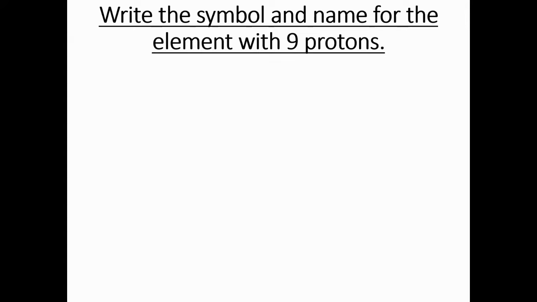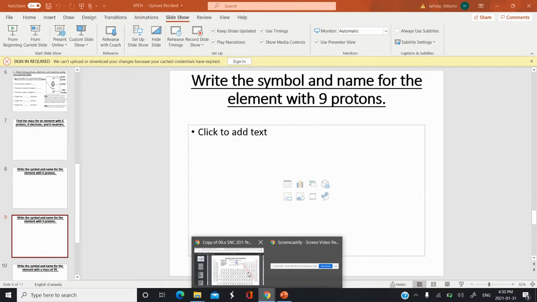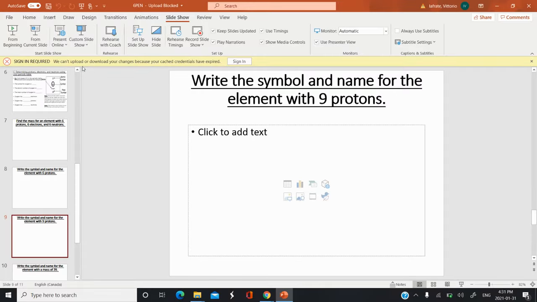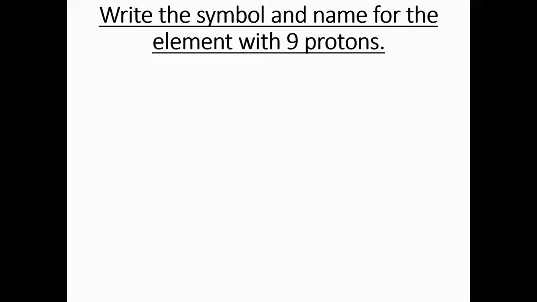Write the symbol and name for the element with 9 protons. So you can try it out yourself. You can pause the video, try it yourself, but you'd probably go to your periodic table. 9 protons means that I have atomic number 9. So right here on top, 9. That's fluorine, F for fluorine. F, and it's fluorine.